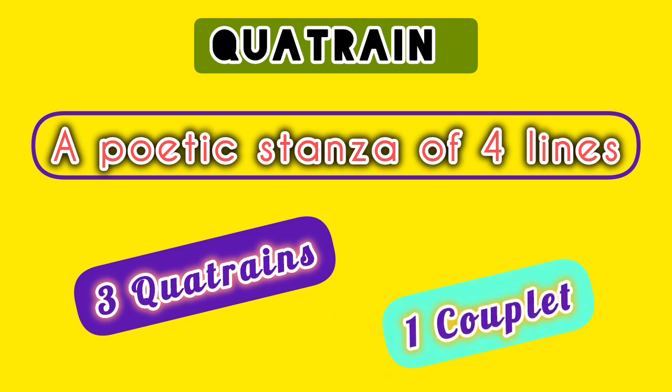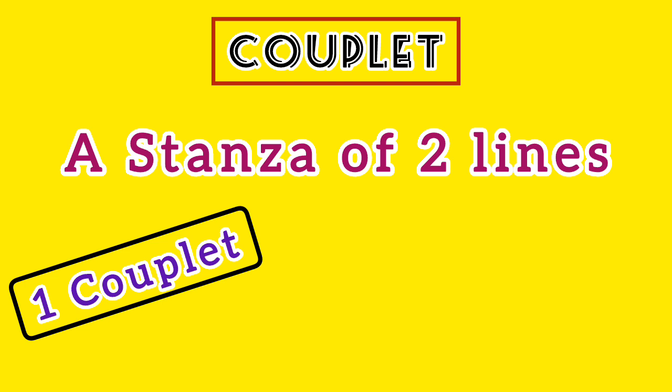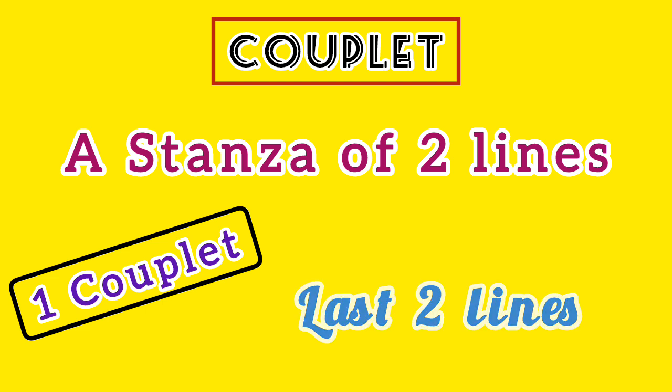Now, what about the couplet? A couplet is also a stanza of 2 lines. And in this sonnet number 18, as well as in all of Shakespeare's 154 sonnets, the couplet comprises the last 2 lines, or the concluding 2 lines.